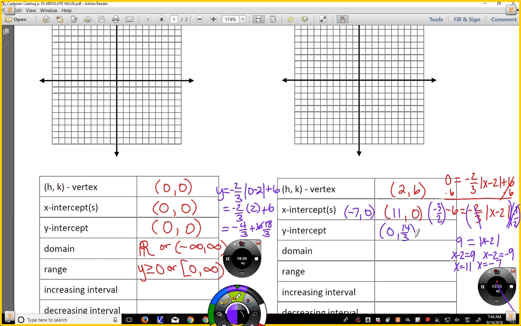See if that makes sense on your graph. Like what is 14/3? 3 goes into 14 4 times with 2 left over. So like 4 2/3. Does your graph seem to cross at a 4 2/3-ish kind of spot? Yeah, okay? So all that information should always kind of correspond. All right, what about the domain?